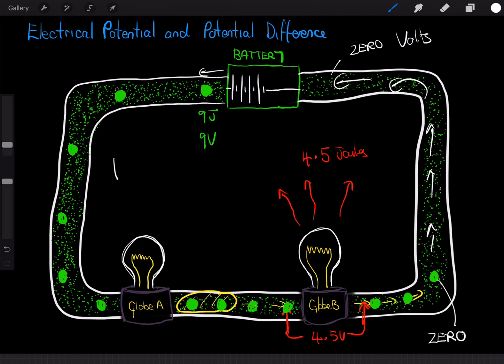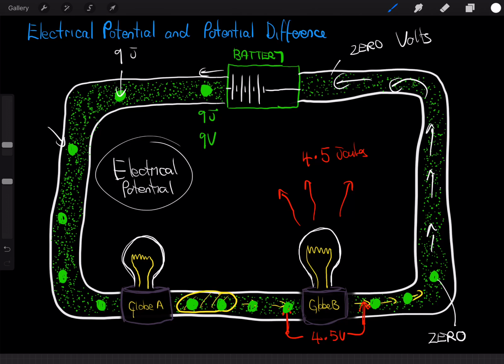And electrical potential is the amount of energy that a coulomb of charge would have in any given position in the circuit, whether it be here or here. And remember, here it would be 9 joules per coulomb. Here would also be 9 joules per coulomb. And that's the electrical potential at any position around the circuit.